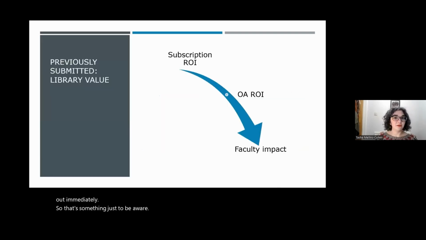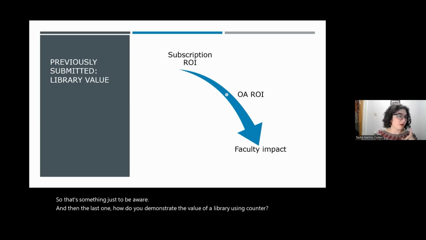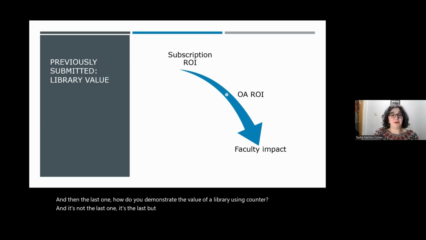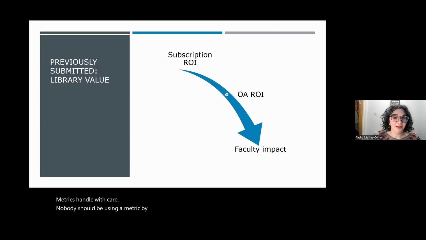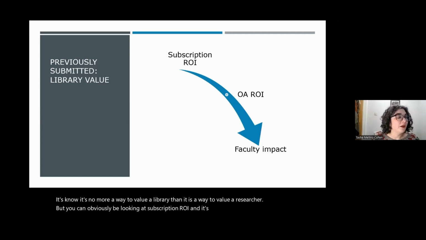And then the last one, how do you demonstrate the value of a library using Counter? And it's not the last one, it's the last but one. I'm going to say right now, metrics, handle with care. Nobody should be using a metric by itself. It's no more a way to value a library than it is a way to value a researcher. But you can obviously be looking at subscription ROI, and it's something you're already doing. You can use it as open access ROI in a similar way.